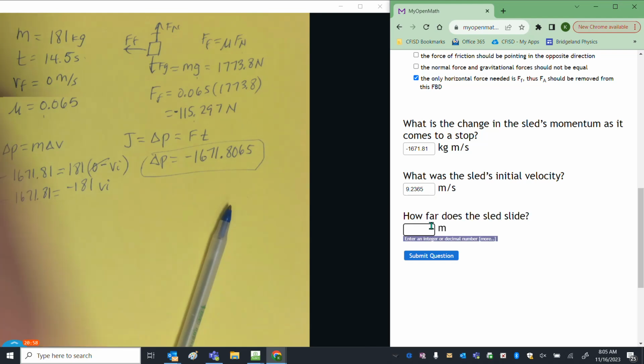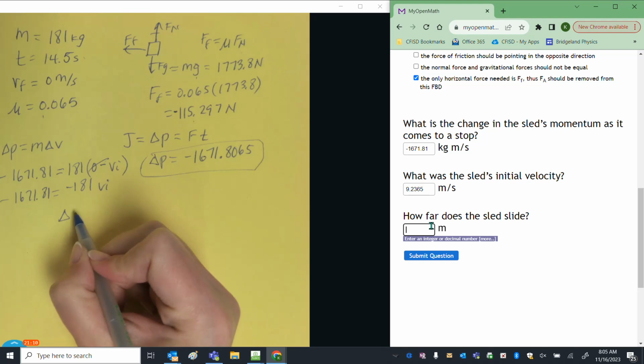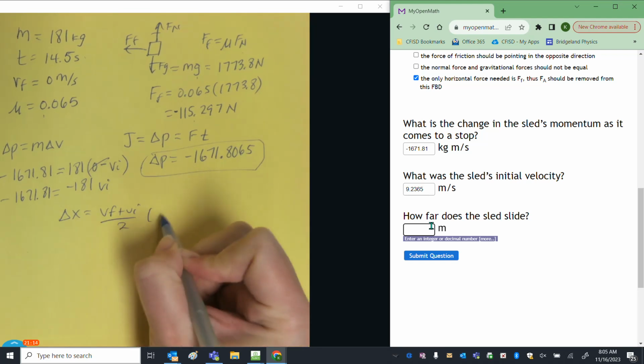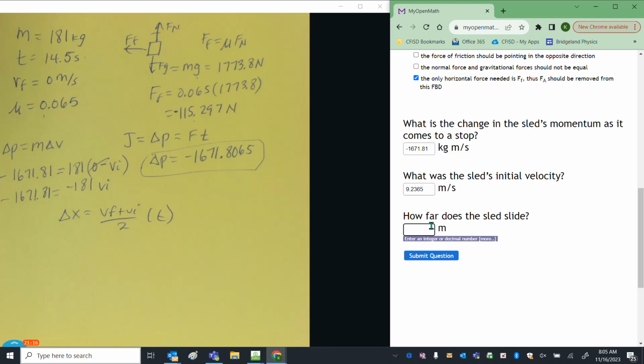Okay, now you're going to do the last one, which is going to require kinematics. I have VF, I have VI, I have time. I'm going to use this equation. Delta X equals VF plus VI divided by 2 times T. That's how you find it. That formula right there is how you find it.